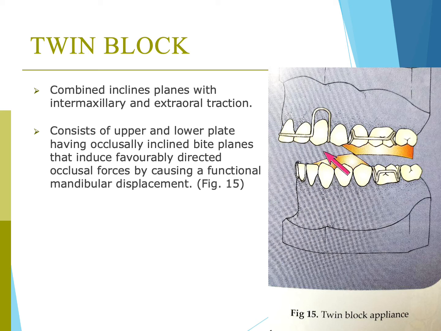The next type of myofunctional appliance is the twin block. Generally in Malaysia, in a Class 2 Division 1 malocclusion, most clinicians will use twin block in the treatment of the patient in the mixed dentition and a growing patient. So what is twin block? Twin block combines inclined planes with intermaxillary and extraoral traction. The appliance consists of an upper and a lower plate having occlusally inclined bite planes that induce favorably directed occlusal force by causing a functional mandibular displacement.